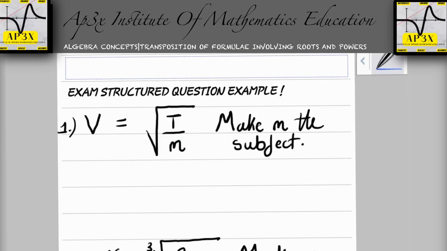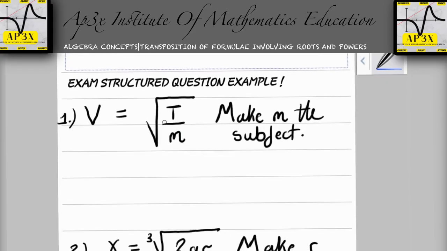But the immediate problem here is that M is covered by a root sign, which in this case is the square root. So the very first step in solving this question is to isolate the M away from the root. Now to do that, we obviously have to balance the equation: whatever we do on the one side, we're going to do to the other side.